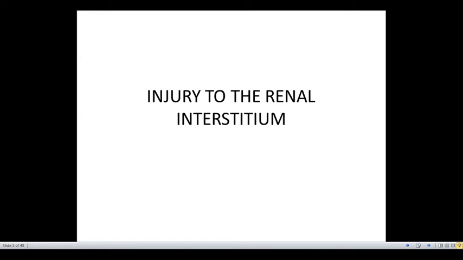Injury to the renal interstitium is the third major cause of chronic kidney disease after the first two causes, which are injury to the vasculature and injury to the glomeruli. Now remember, primary or secondary disease of the renal interstitium is known as interstitial nephritis.